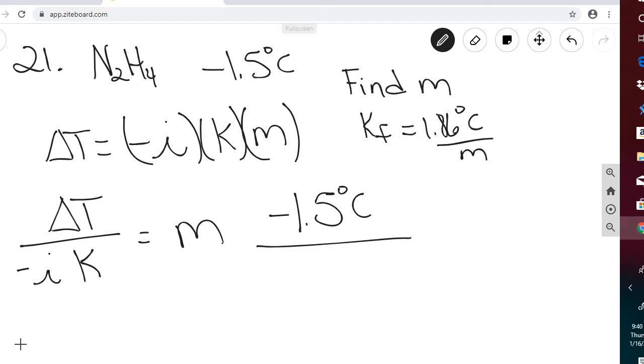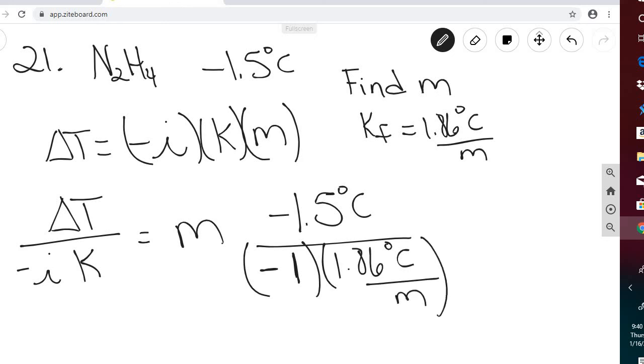What is i? N2H4 is a covalent compound, so it won't split into individual ions, it will just stay as a molecule. So i is 1, so negative 1, and then we were given K as 1.86 degrees C over m. Now the degrees C are going to cancel and you'll be left with m. What you will get for m, if you do that math, is 0.81 with two significant figures, m, or moles over kilograms.